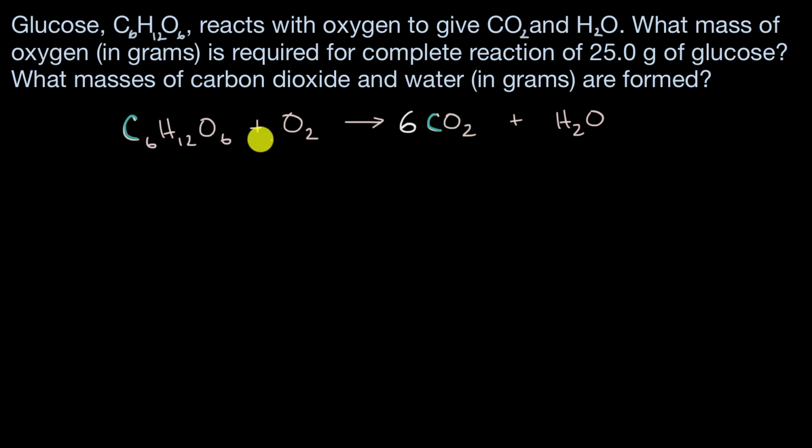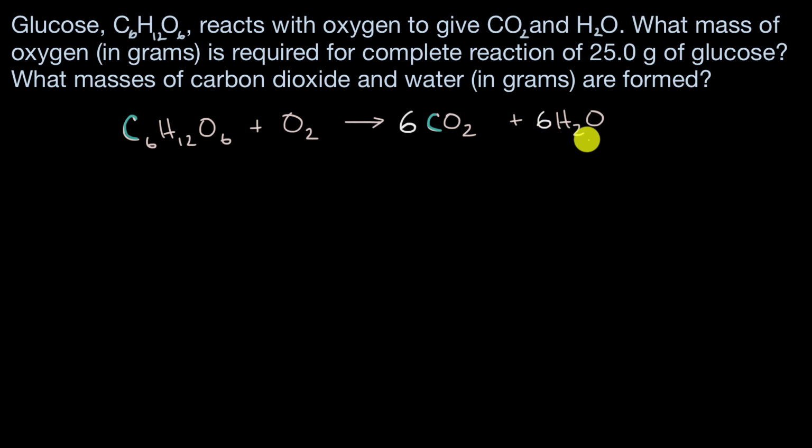Now let's look at the other elements. On the left-hand side, I have 12 hydrogens in total. On the right-hand side, I only have 2 hydrogens. So if I want to balance that, I could multiply the water molecule. Instead of just 1 here, I could have 6. And now this would be 12 hydrogen atoms. So both the carbons and the hydrogens are now balanced. By putting that 6 there, I haven't messed with the carbons.